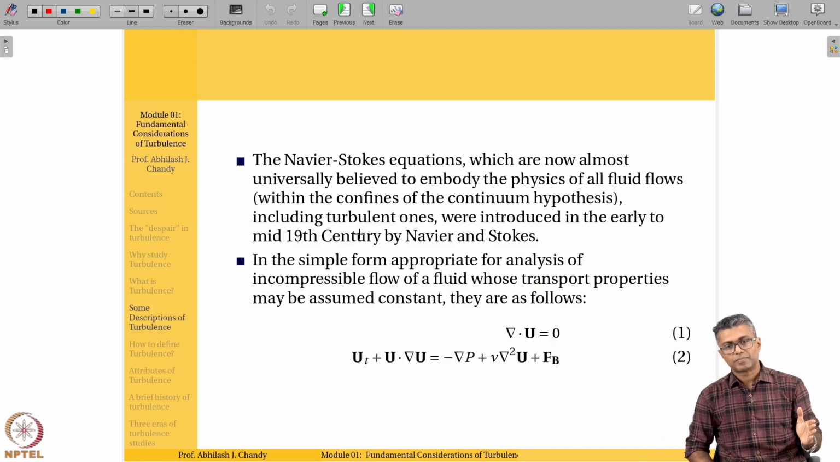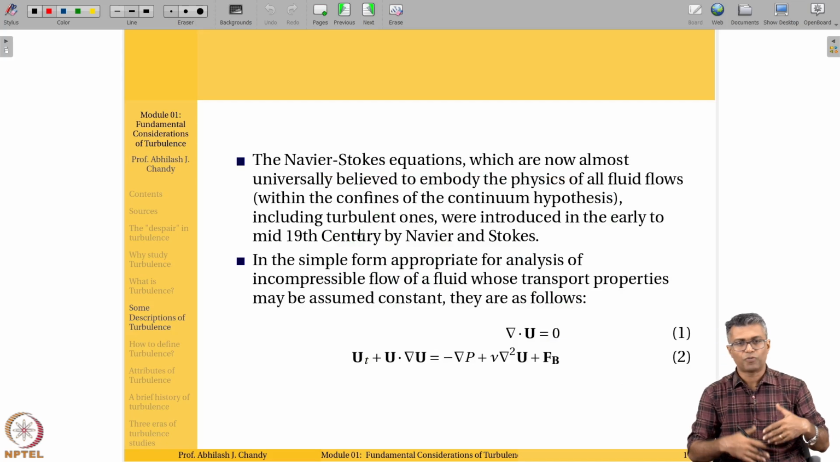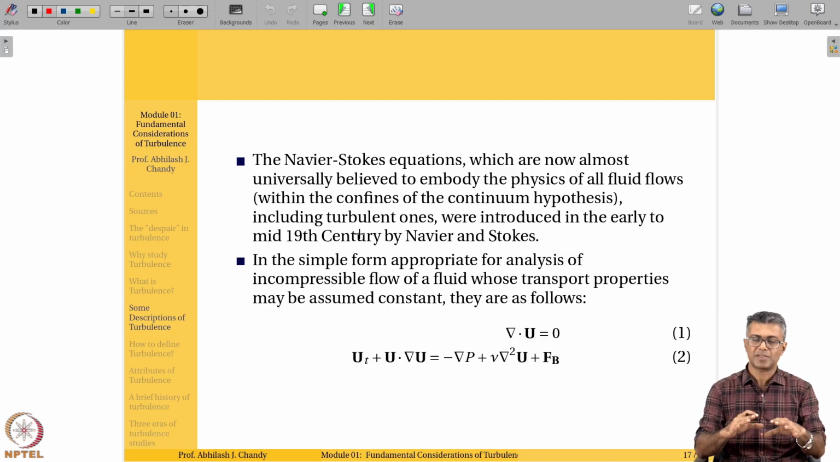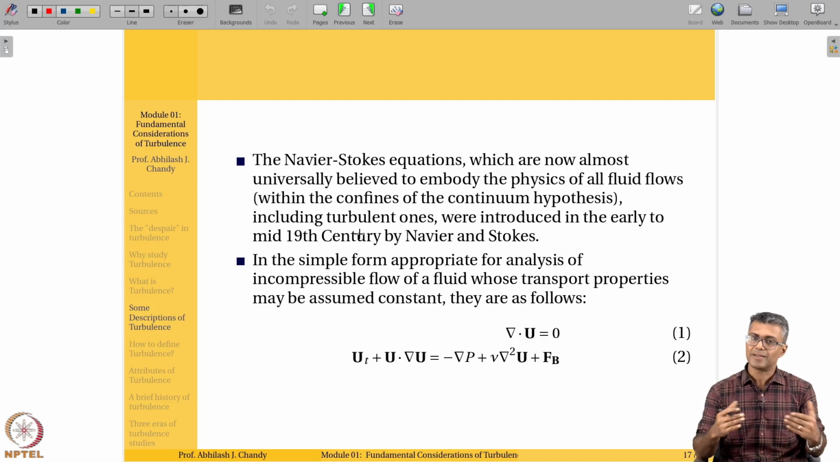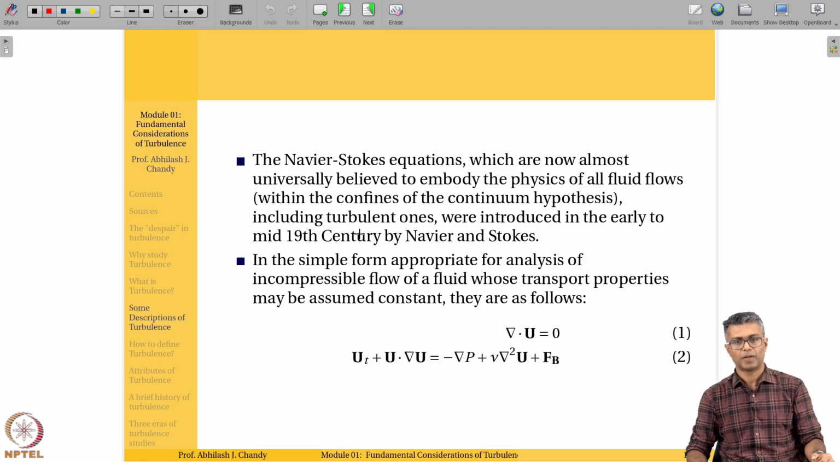Now, I'll take a leap to a few decades, to a couple of centuries later, and then talk about the Navier-Stokes equations. So this is one set of equations that pretty much embodies the physics of all fluid flows, whether it is laminar or whether it is turbulent. So turbulent flows are described by the Navier-Stokes equations. Okay? And these were introduced in the 19th century by Navier and Stokes.